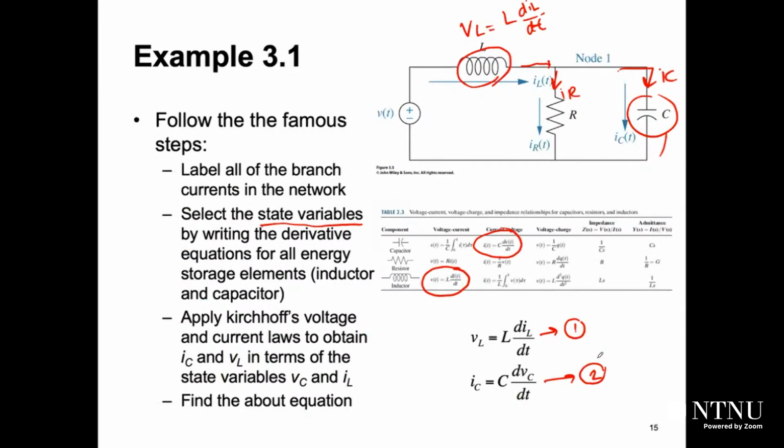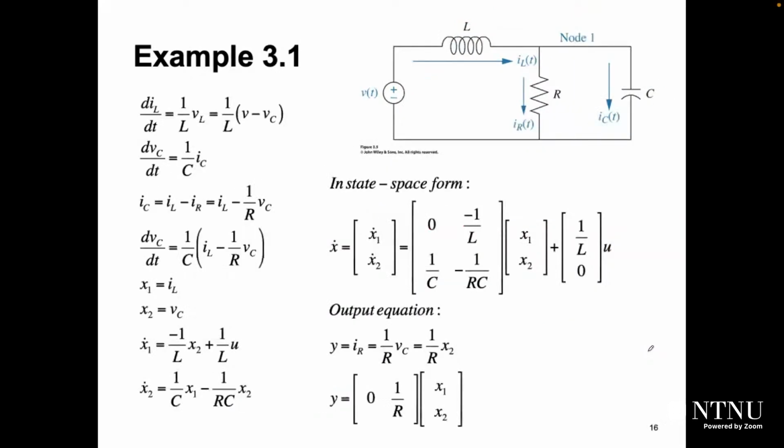As we did before, we will divide both sides by L and C, so we can get the dIL by dt on one side, right? And the dVC by dt, so we can say that the first state, x1, will be IL. And the second state, x2, will be VC. Those are my states. So dIL by dt will be x1 dot. And dVC by dt will be x2 dot, right? So we will get dIL by dt on one side. So it will be 1 divided by L multiplied by VL.